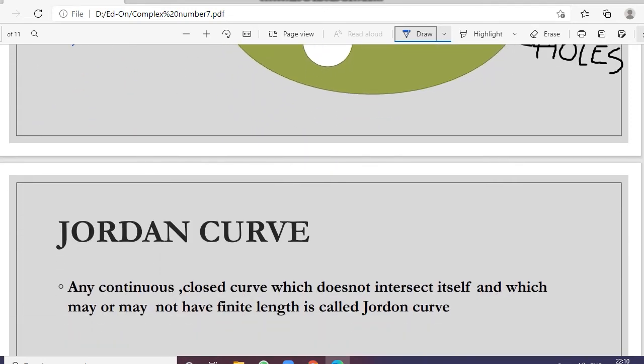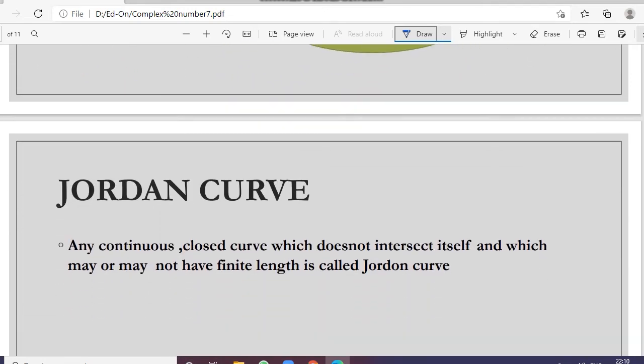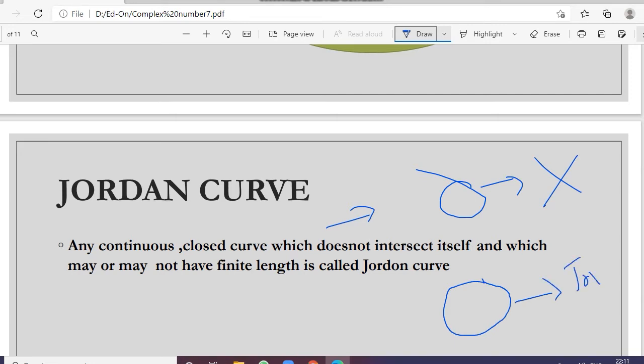Any continuous closed curve which does not intersect itself, and which may or may not have finite length. Suppose this is a curve. If it intersects like this, then it is never called a Jordan curve. If it does not intersect, then it is known as a Jordan curve. A curve in this form is not a Jordan curve because it intersects itself at this point A, suppose. So the curve which does not intersect itself is known as a Jordan curve.